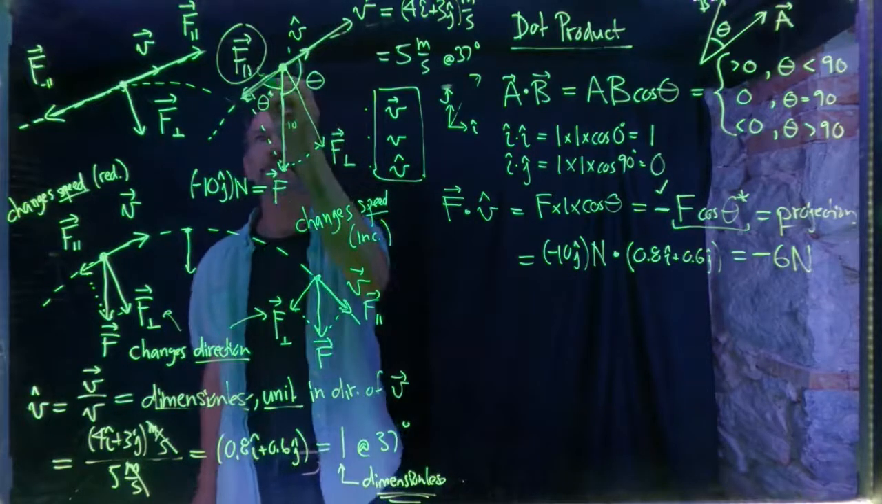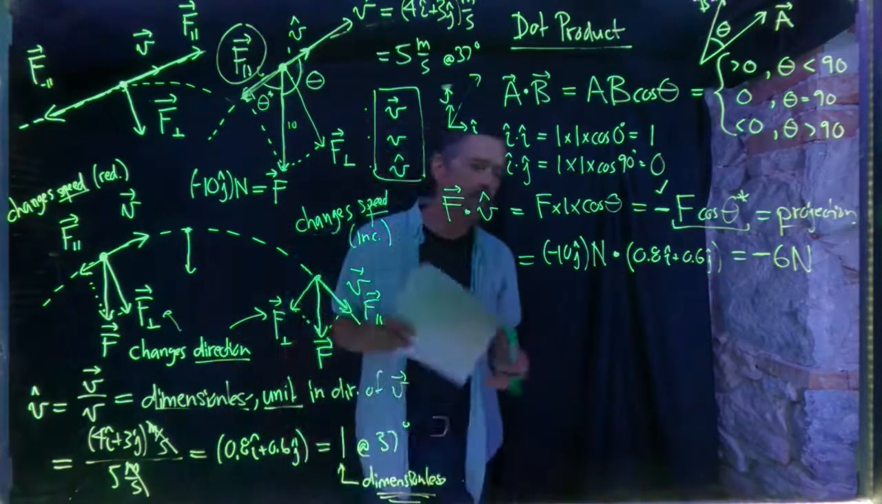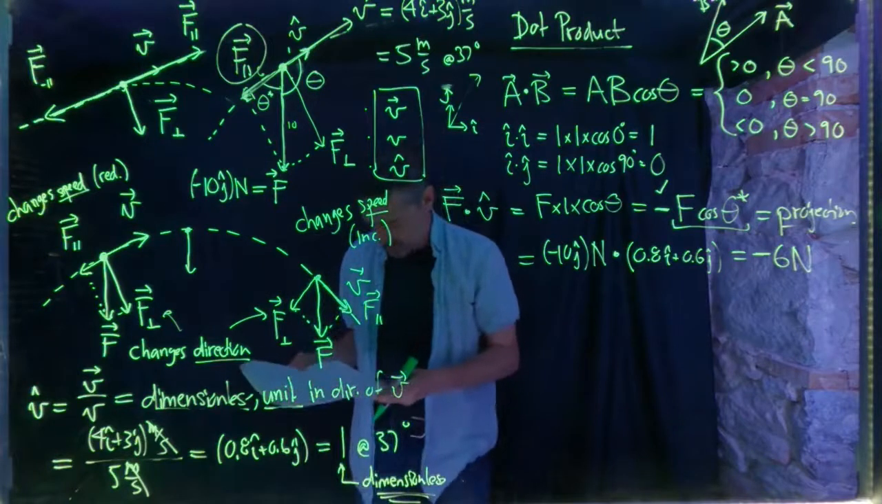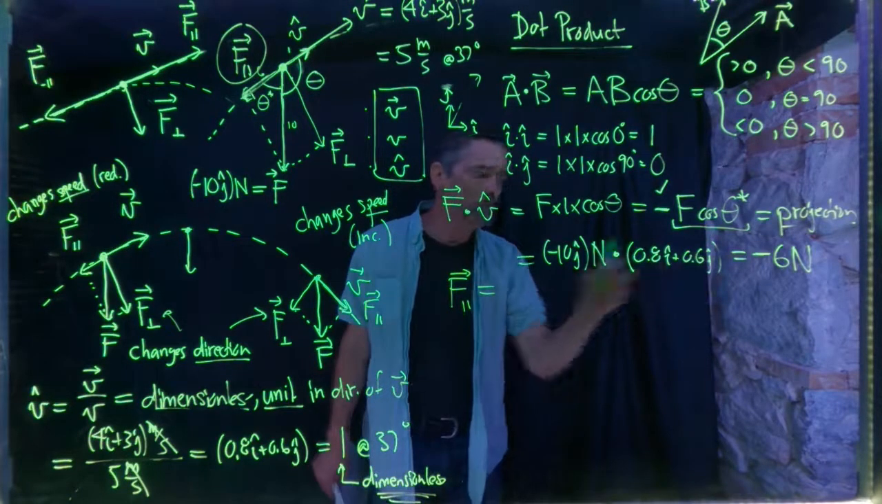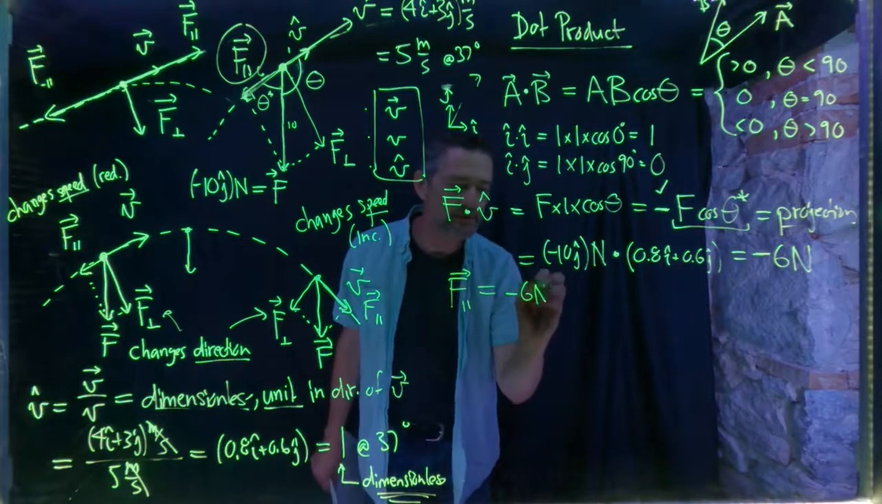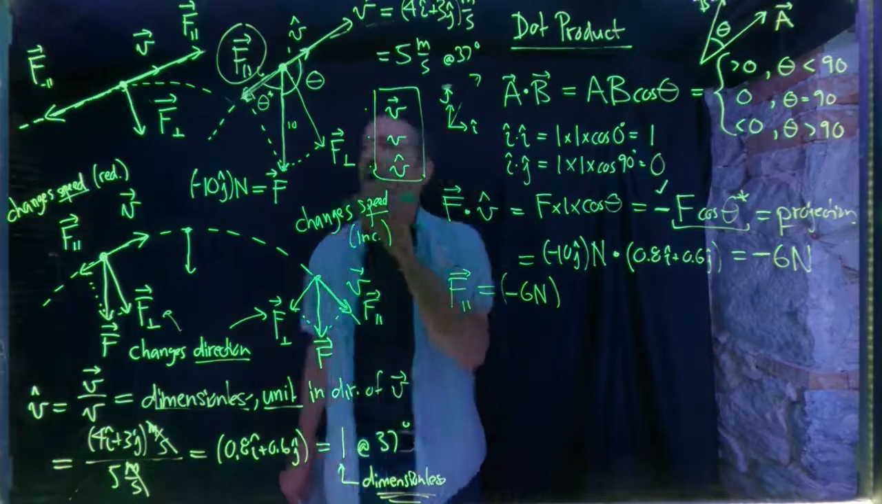That's 10, that's 6. Okay, great. Then what shall we do? Then we'll actually write down what F parallel is. Okay, so F parallel, we know it's negative 6 newtons, and in which direction?